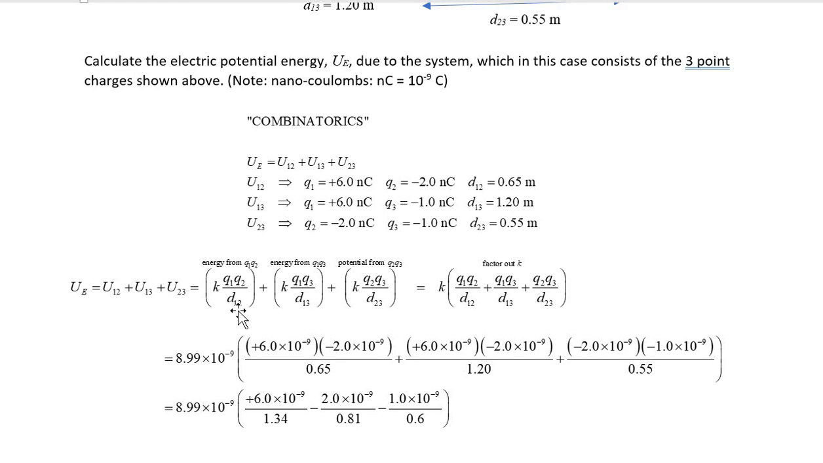K Q1 Q2 over D12, plus K times Q1 Q3 over D13, plus K times Q2 Q3 over D23. You can factor out the K, and there's your final formula. You plug in the values, and that's what it would look like. So there you go. Just look over this very carefully. You might have to stop and think about it.